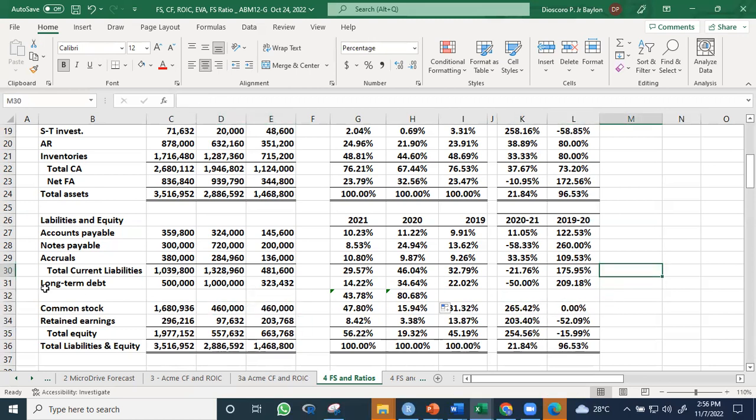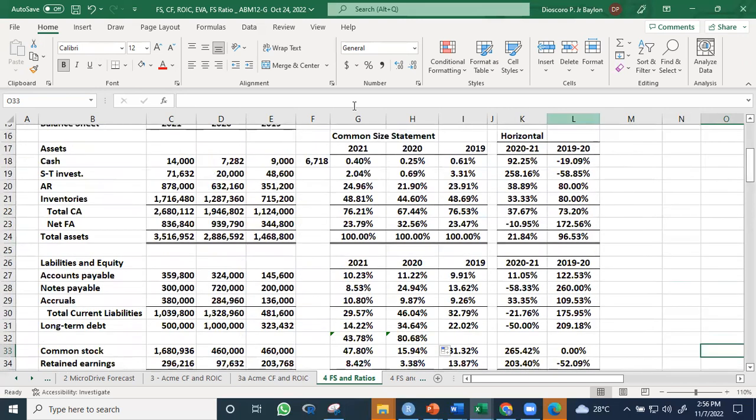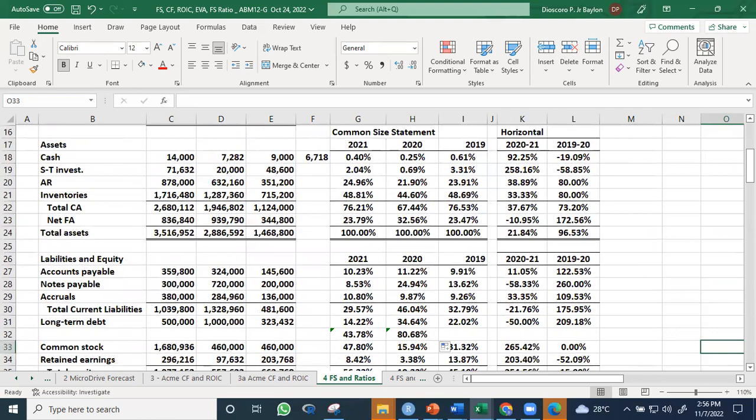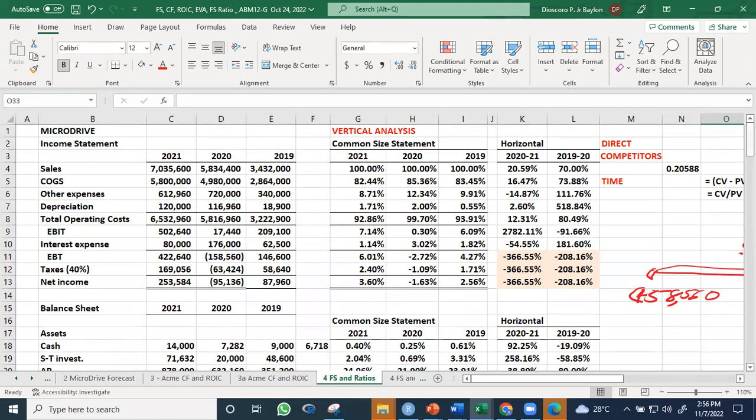On the other hand, debt decreased by 50%. So the company paid, from 1 million, it became 500. So they retired some debt. That's why debt decreased by 50%, while equity increased by 265%. So you can see here the progression in terms of liabilities and equity. So what does this tell us? In your project, you have to look at this. You have to analyze the common size statement, both vertical and horizontal.